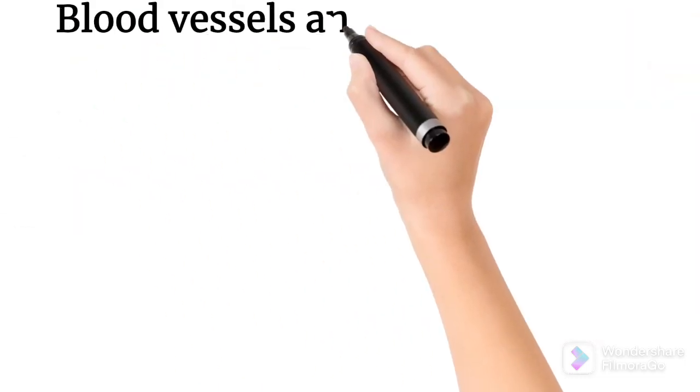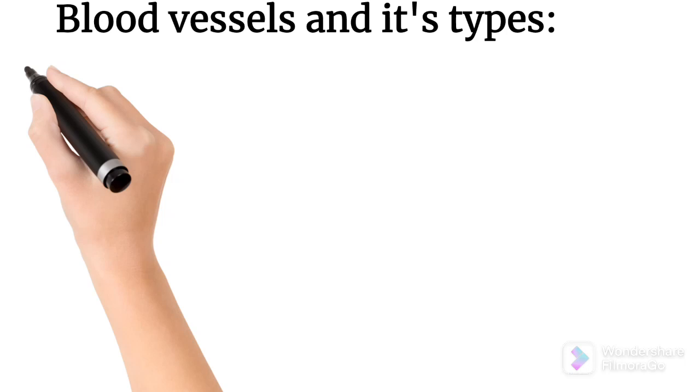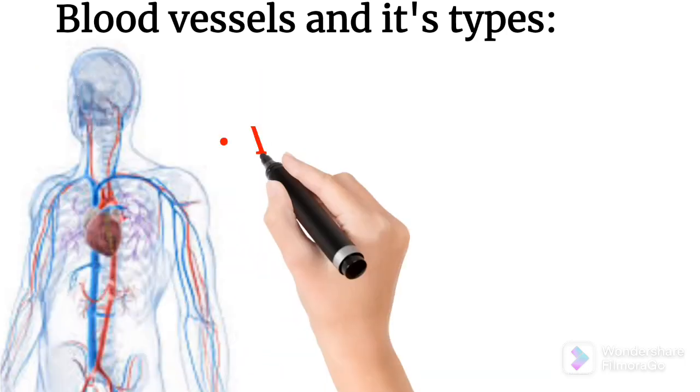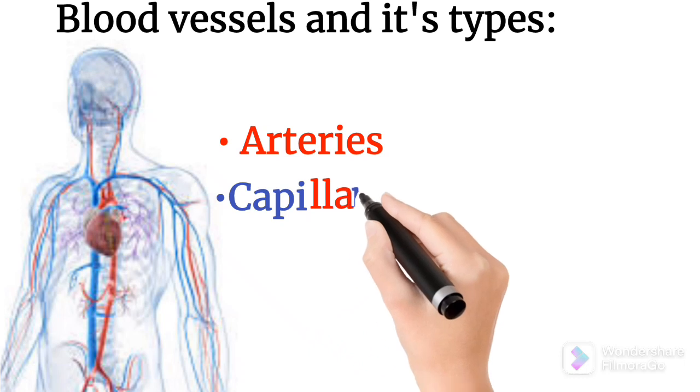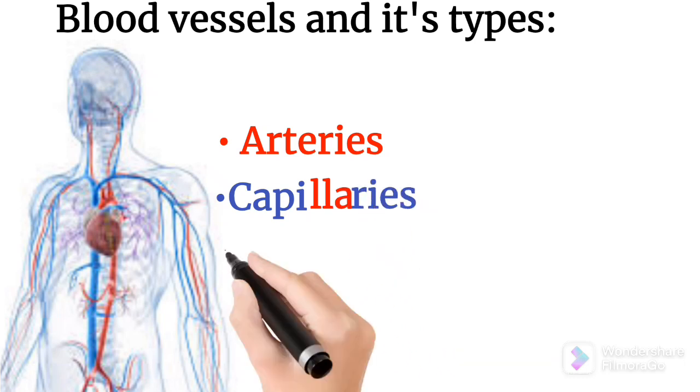Let's move to the types of blood vessels. The blood is pumped around our body through a network of blood vessels. Arteries. The arteries carry oxygen-rich blood from our heart to all parts of our body, getting smaller as they get further away from the heart.